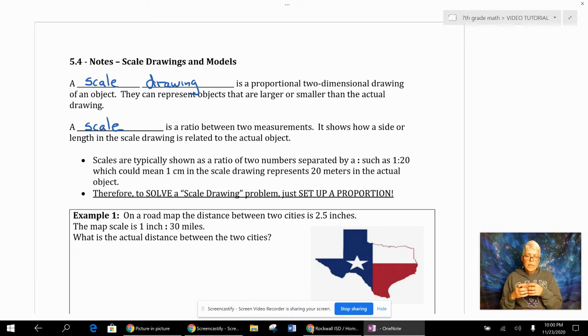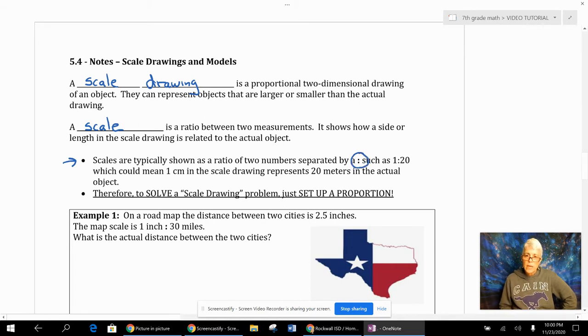But these quantities are going to be measurements, always measurements, like inches to feet or inches to miles. It shows how a side or length in a scale drawing is related to an actual object. Scales are typically shown as a ratio of two numbers separated by a colon.